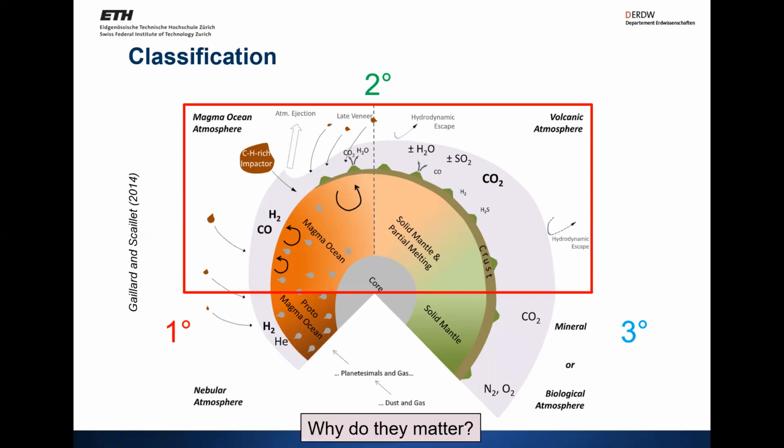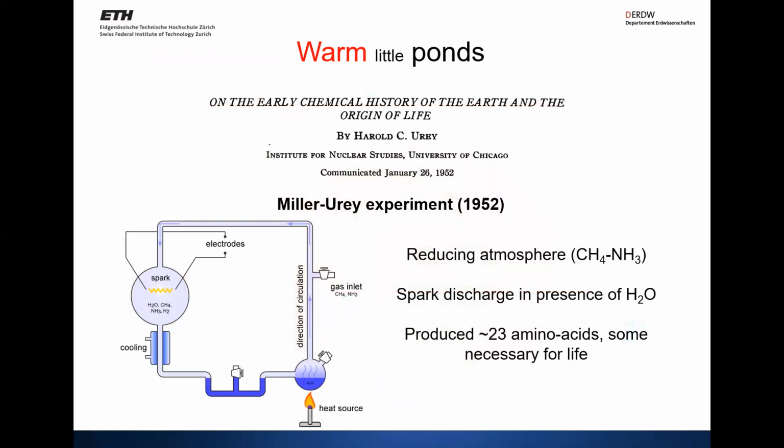So why do they matter, you may be asking? I guess I don't need to convince you of this, and there are people in the audience that have much more extensive information than I do about these processes, but Charles Darwin, of course, predicted that life began in warm little ponds, and this became enumerated in the 1950s at the University of Chicago, notably by Harold Urey and Stanley Miller, in which they advocated a potentially reducing atmosphere composed of methane and ammonia in the presence of a spark discharge, and water would produce a bevy of amino acids, some of which are necessary for life.